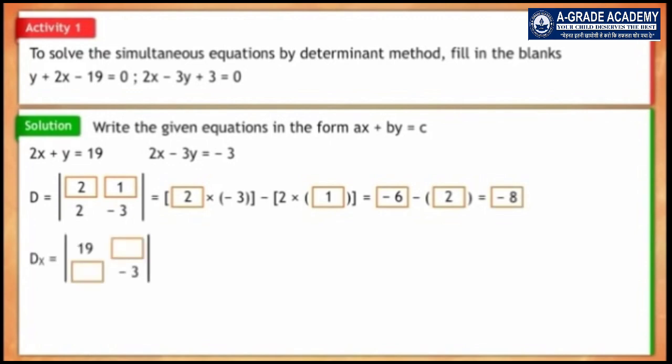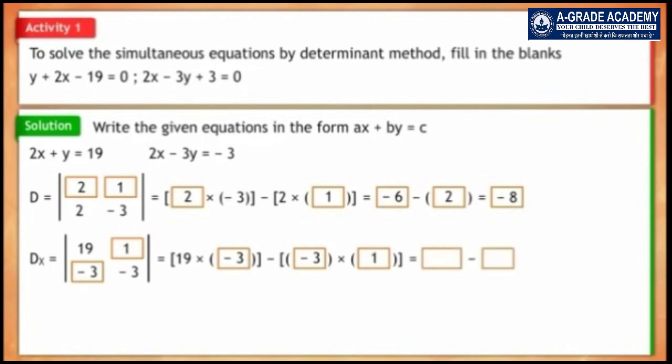Determinant dx is equal to 19, 1, minus 3, minus 3, which is equal to square brackets open 19 into minus 3 in brackets, square brackets closed, minus square brackets open minus 3 in brackets into 1 in brackets, square brackets closed, which is equal to minus 57 minus minus 3, which is equal to minus 54.